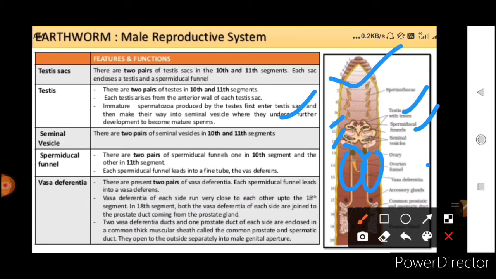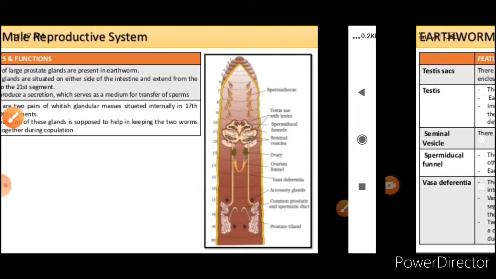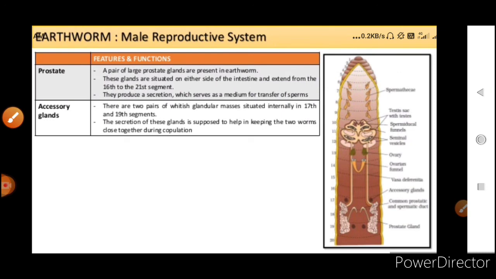I have tried to include all the important points in the slide, and bifurcate each and every point. So testis sac is present, testes is present, seminal vesicle is present, spermiducal funnel and vasa deferentia are present in the male reproductive system. Now we come to the glands.